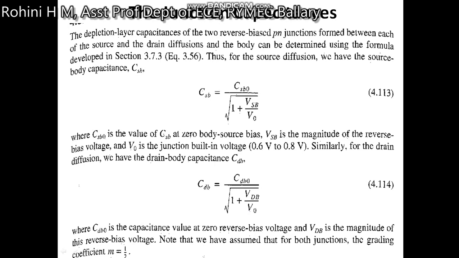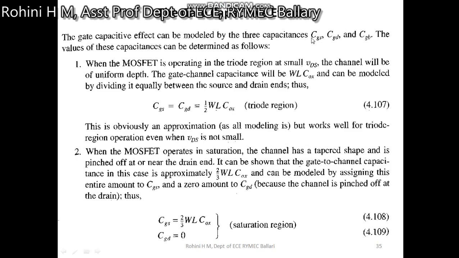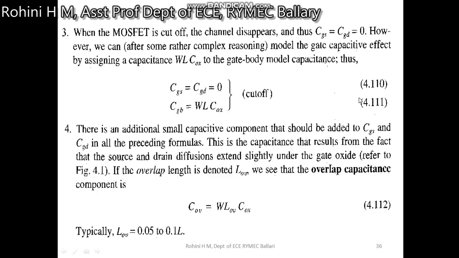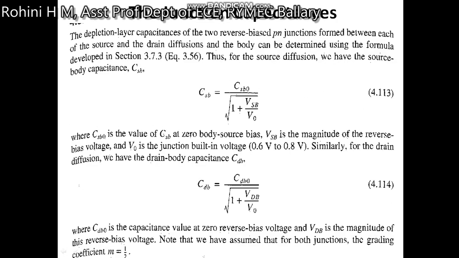So till now we discussed the gate capacitance, the values of these three capacitances in the three regions: triode region, saturation region and the cutoff region. Next we are learning the junction capacitance. We have two junctions. One is source to body capacitance CSB, then drain to body capacitance CDB. Body is nothing but substrate.